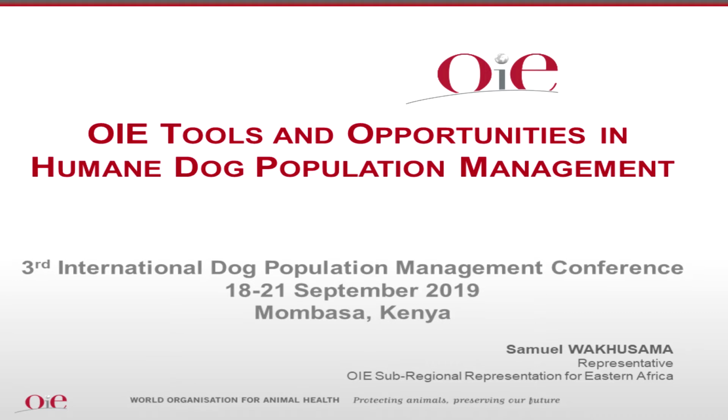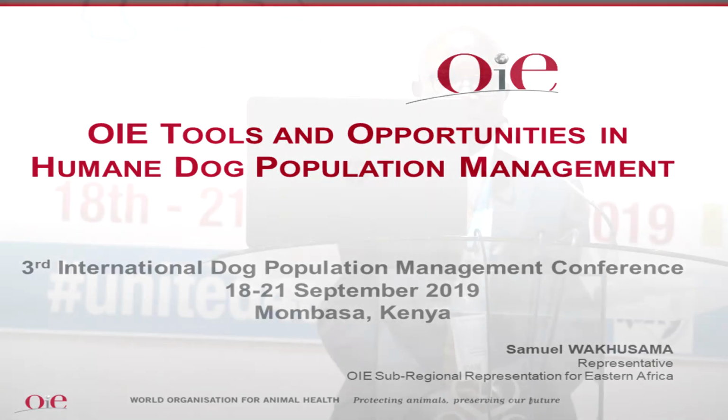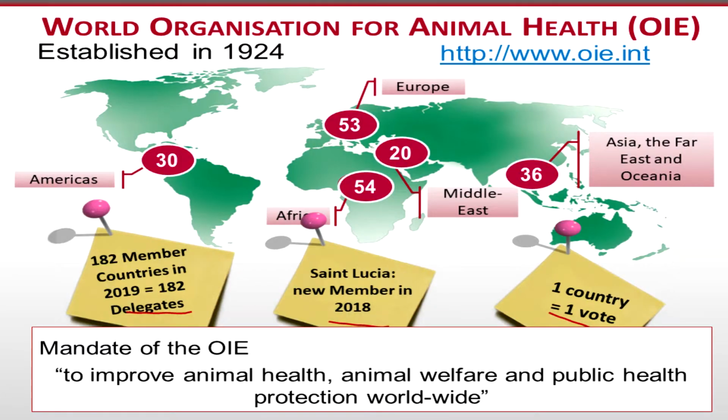For those of you who may not know, OIE is an acronym for the World Organization for Animal Health. It was established in 1924 when there was a threat of rinderpest, a cattle disease that was going to ravage Europe. So a few countries came together and formed this organization referred to as OIE, Office of International Epizootics, which later acquired the name World Organization for Animal Health, but retained the acronym OIE.